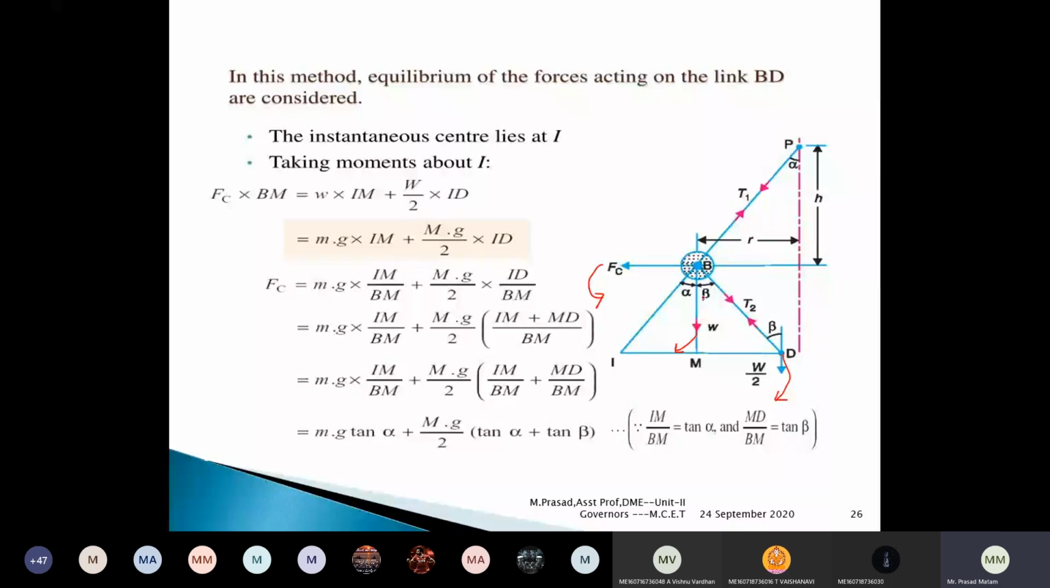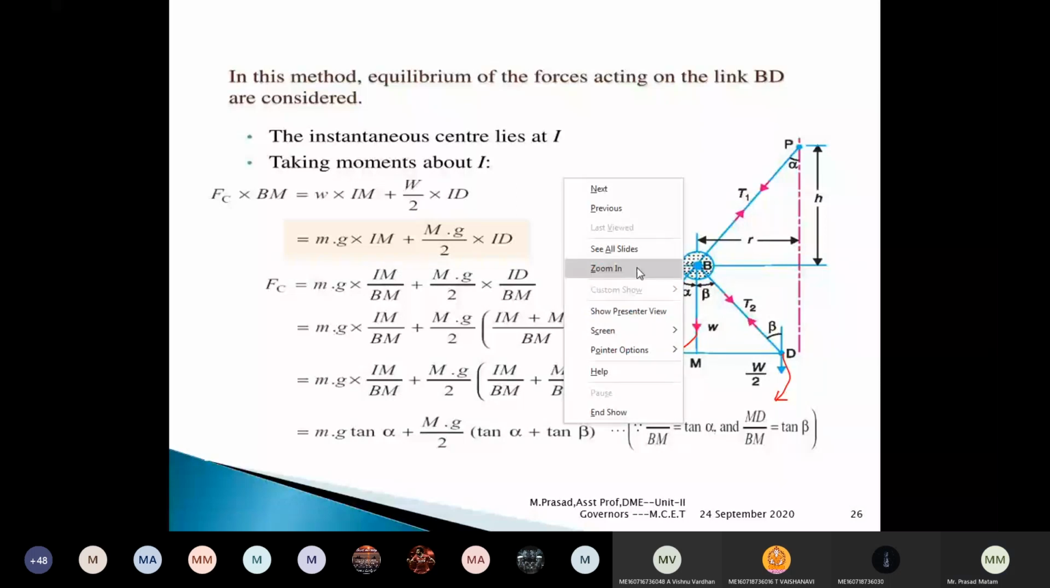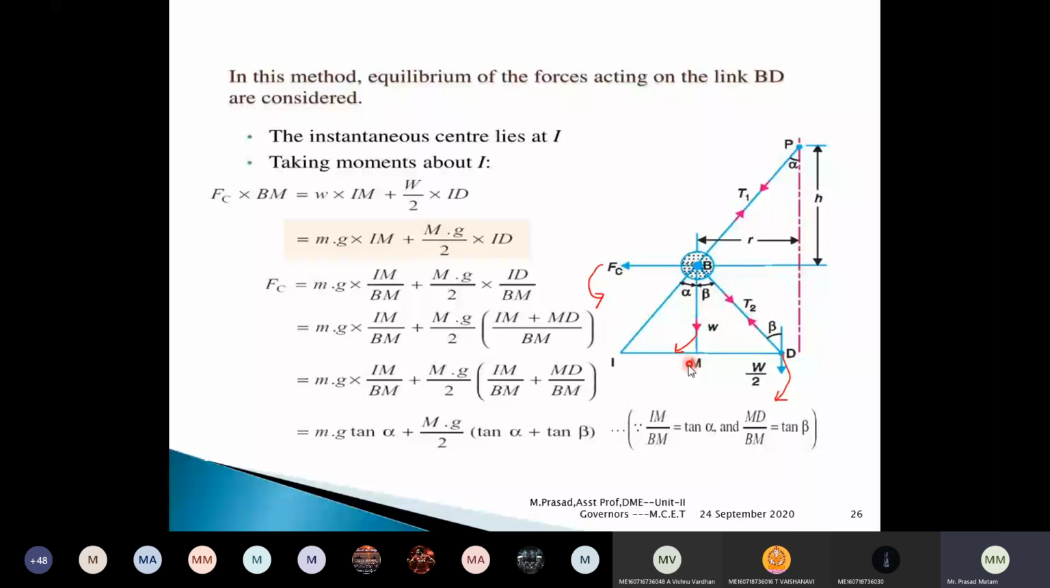So for the anti-clockwise motion, Fc into Bm, I have written here Fc into Bm, which equals the weight of the ball W. What is the perpendicular distance for this one? For the weight of the ball with respect to I, Im is the perpendicular distance. Weight of the ball W multiplied by this distance Im, plus one more load, half of the central load, written as W by 2. What is the perpendicular distance for W by 2? ID is the perpendicular distance. This is the equation you get: Fc into Bm equals W into Im plus W by 2 into ID.